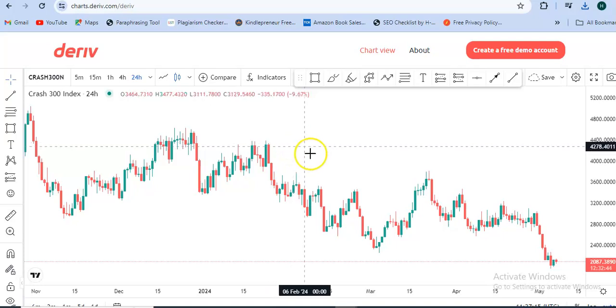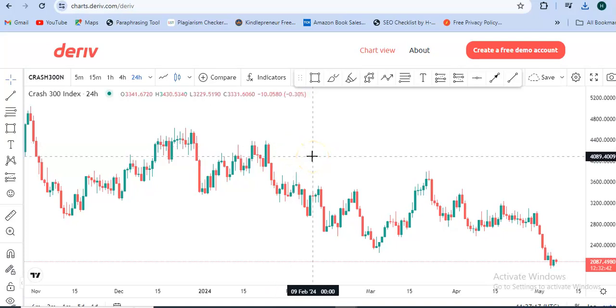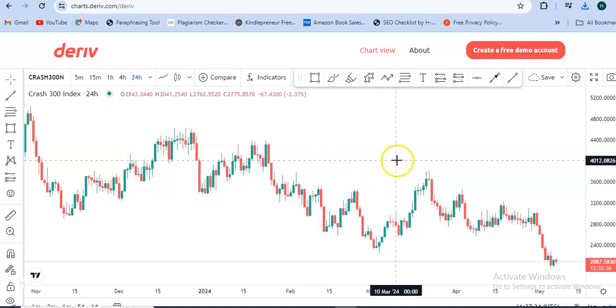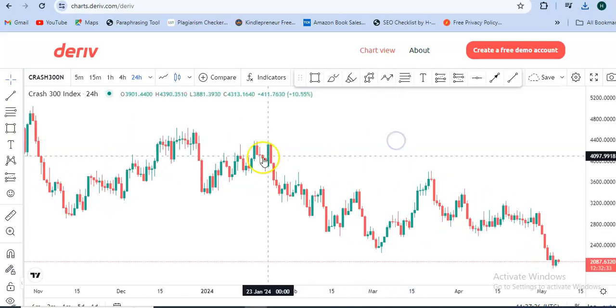Alright, so I will show you exactly what I did, how I was able to analyze the market and get that entry. So just watch closely and try to watch to the end so you can learn and also practice this. Alright, you see I'm on the daily time frame Crash 300 index.